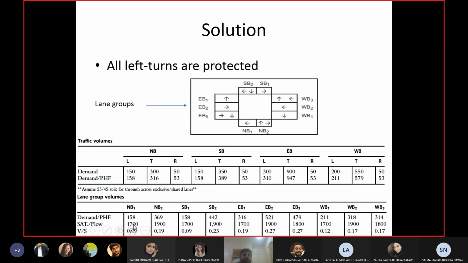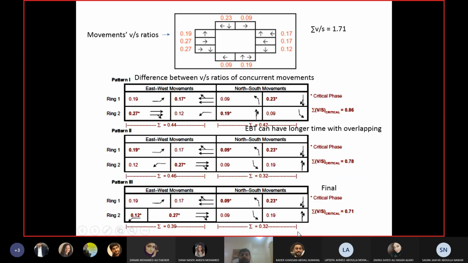Okay, so we will calculate V by S ratio for each lane group. So V means the volume which we have calculated upon S, the saturation flow rate. So you have the V by S ratio for each lane group. Now if you add the V by S ratio for all the lane groups, it comes out to be 1.71.